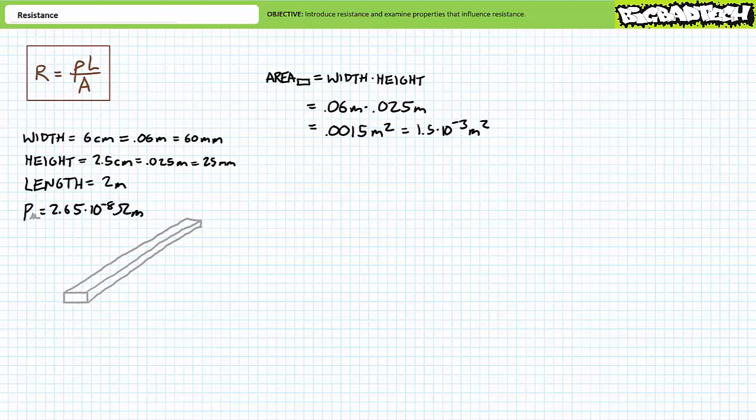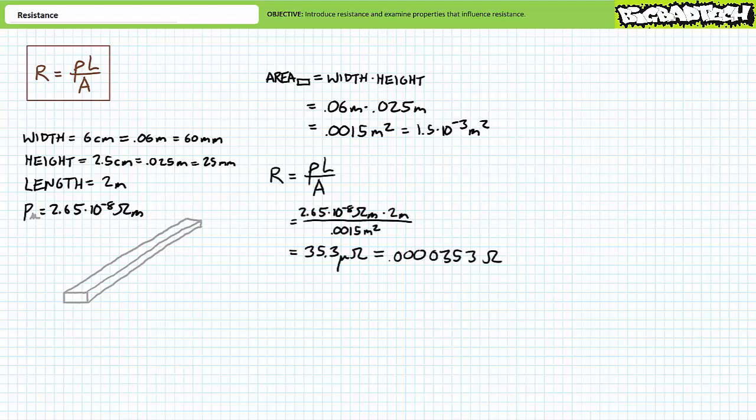If you wanted to, you could also express these same dimensions as 60 millimeters and 25 millimeters. 60 millimeters times 25 millimeters still yields an area of 1.5 times 10 to the negative third meters squared. Again, do not be tempted to apply engineering units to the cross-sectional area figure. Leave it exactly as it is in units of meters squared.